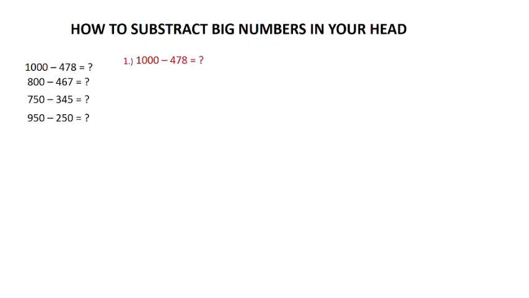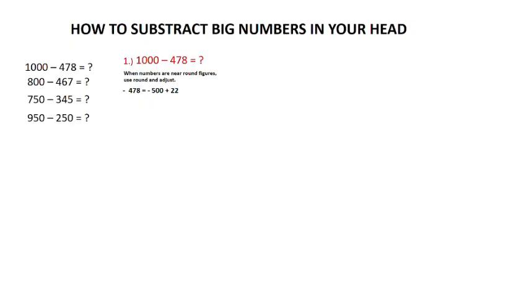Starting from the first one, 1000 minus 478. Now, what to do in this type of situation? When numbers are round figures, just use the round and adjust trick. And that means when you have 478, you realize that this number is very close to 500. So how do you rewrite 478 to make the calculation easier for us?